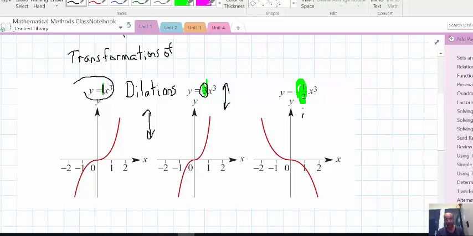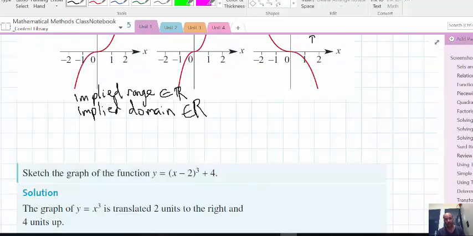This one here has been inverted because it has a negative a value, and it has been compressed because its a value is between 0 and 1. So the a value, if it's in that range exclusive, will be a compression, and if it's negative, it'll flip or mirror the graph in the x-axis, or in other words, it'll invert it. So the implied domain and the implied range are both all real numbers, so they can have any real number at all.